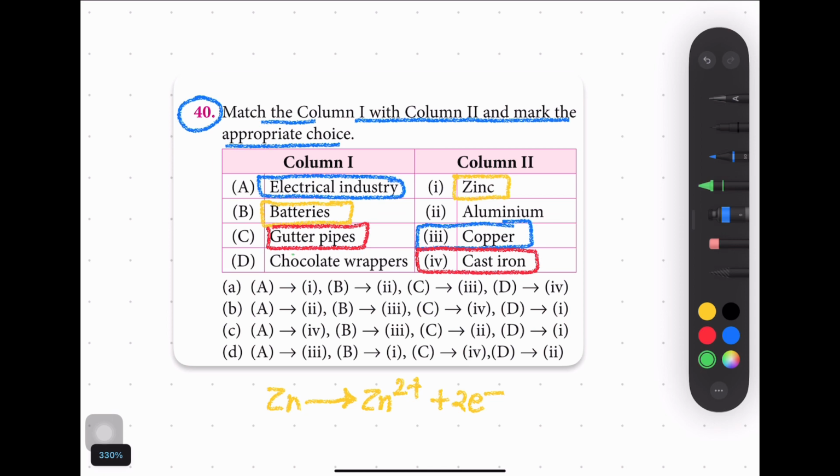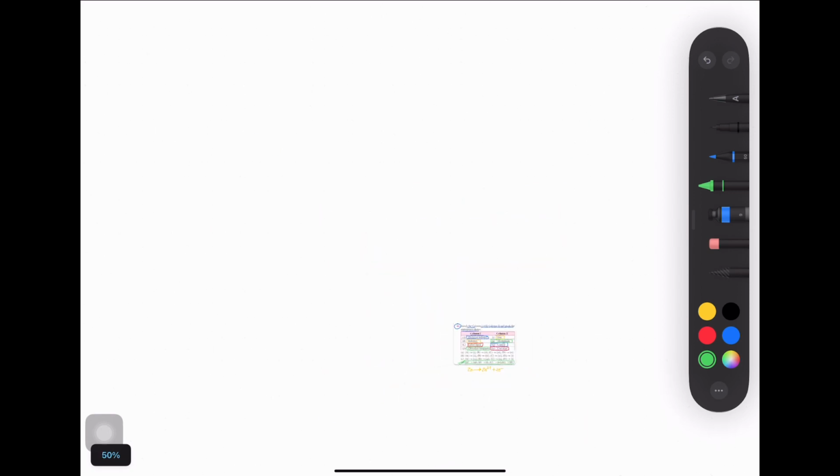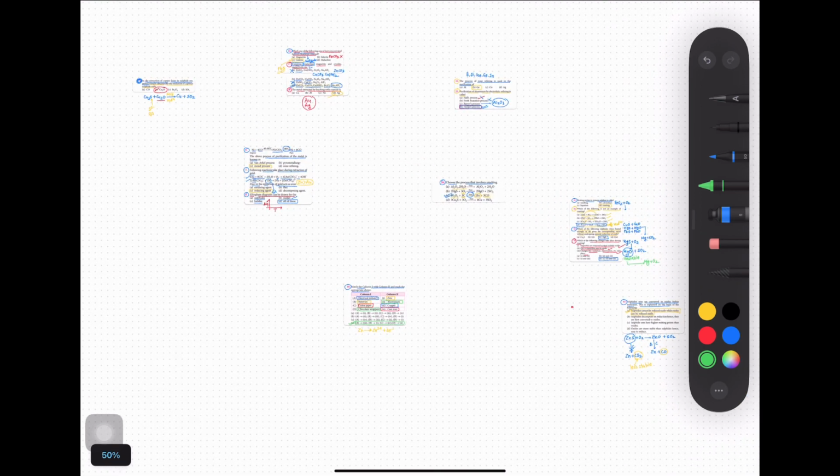Next, gutter pipes. Basically gutter pipes are made of cast iron, low quality iron, that is 4. And the last one we had was chocolate wrappers. Chocolate wrappers are basically very thin foil of aluminium, that is 2. So A is matching with 3. We are getting only one such option, that is the fourth option. That is correct. I think all of the questions we have discussed, and that's all for today. Thank you.